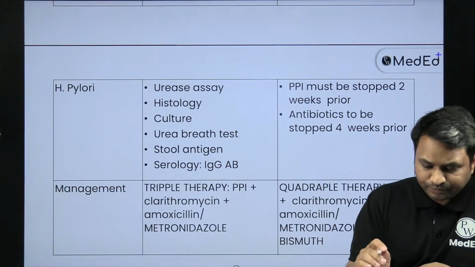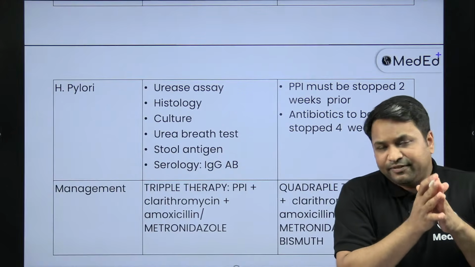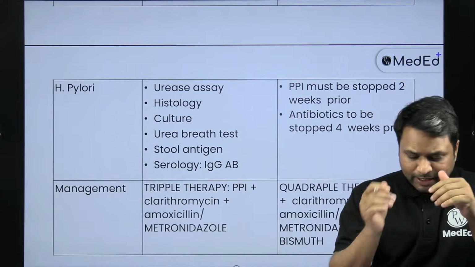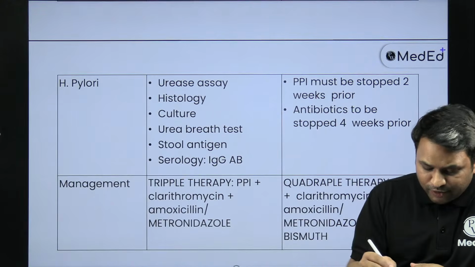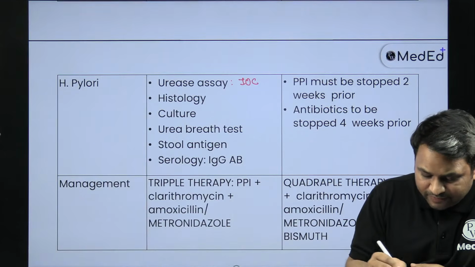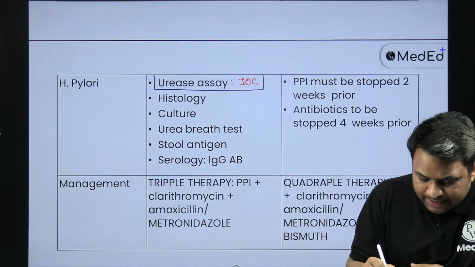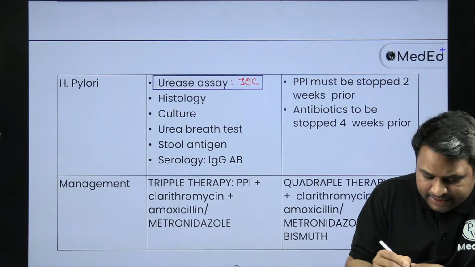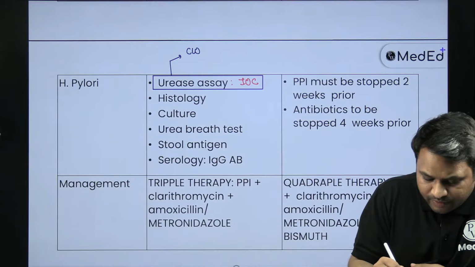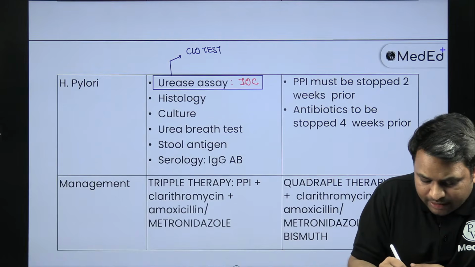Now, every patient with peptic ulcer disease will have some association with H. pylori. So how do you know? If I ask what is the investigation of choice for H. pylori, the investigation of choice is the urease assay test. This urease assay test is also commonly referred to as the CLO test.